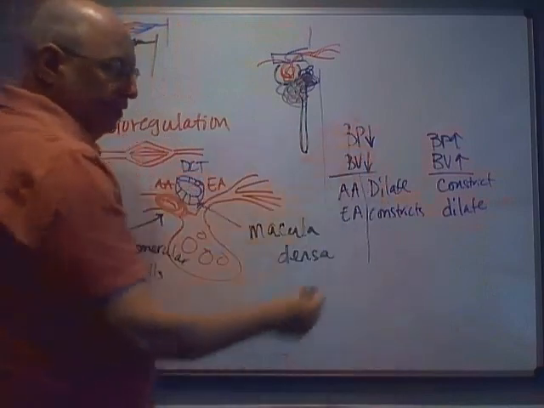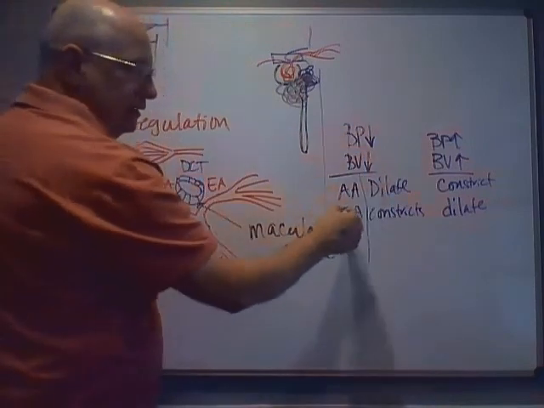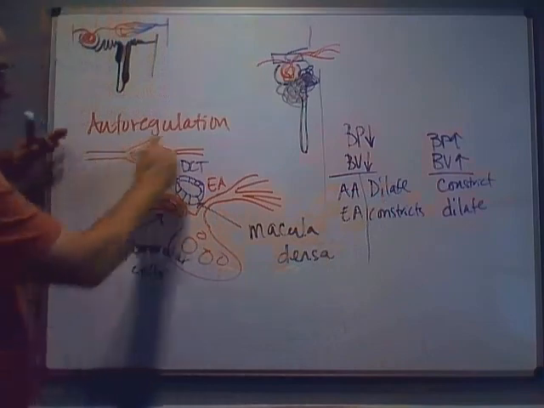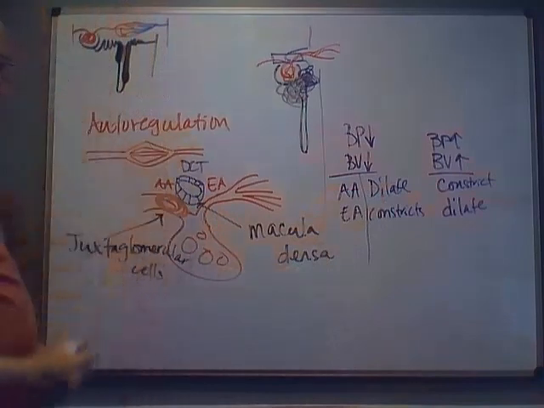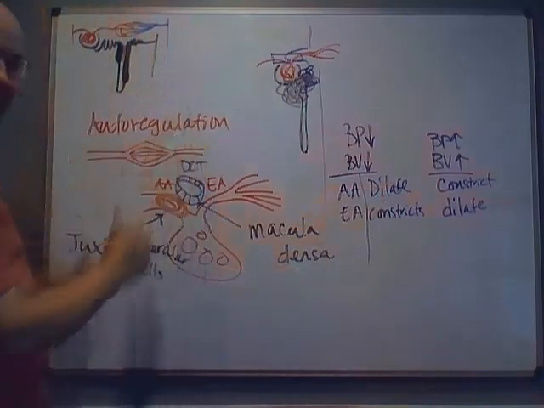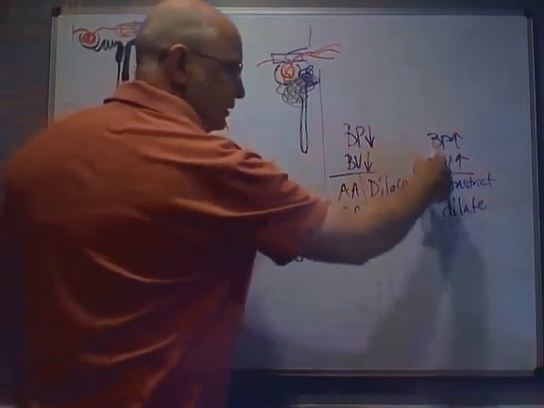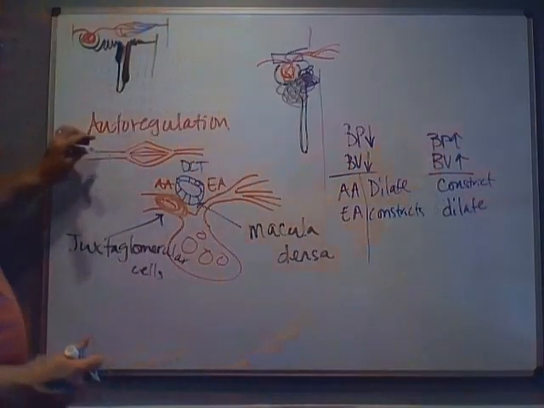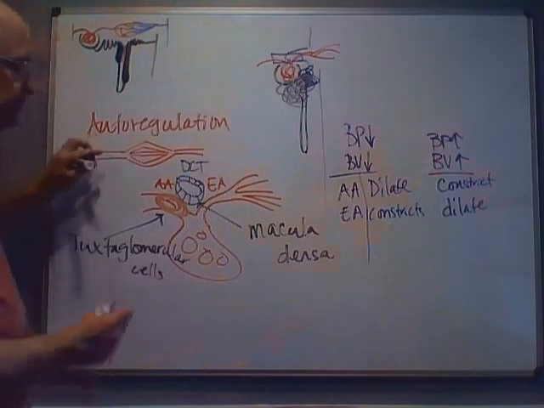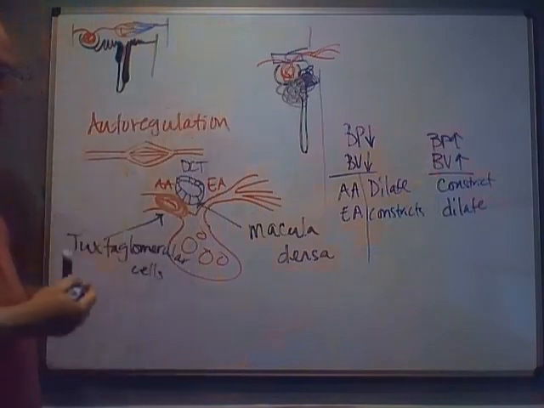Blood pressure and blood volume are low, the afferent arteriole can dilate, the efferent arteriole will constrict, and that will cause the filtration rate to go back to normal. And they will adjust until it's just right. If blood pressure becomes too high, then I have to constrict the afferent arteriole and dilate the efferent arteriole.